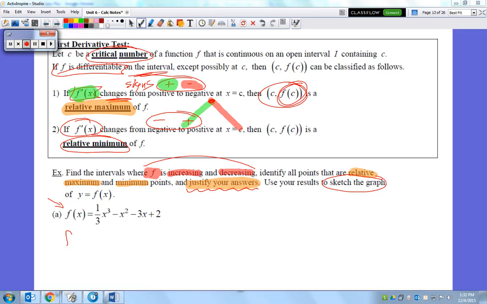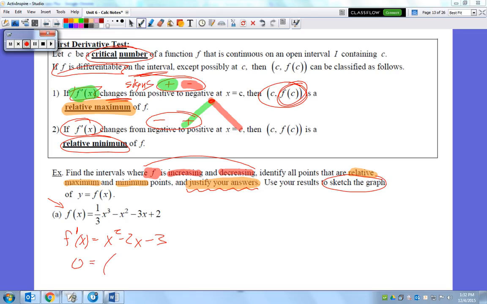So f prime of x is equal to x squared minus 2x minus 3. What do I do next? Set it equal to 0. Why? Because we're looking for the critical points. Can I set it equal to undefined? No, because it is not a rational function. Okay? So here we go.